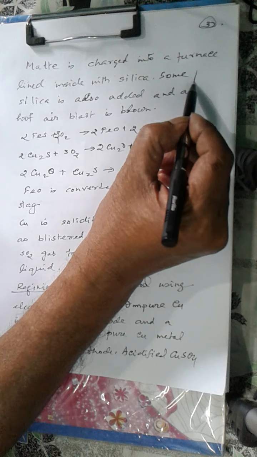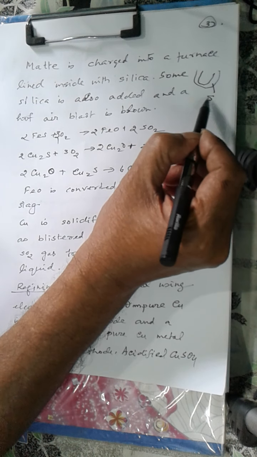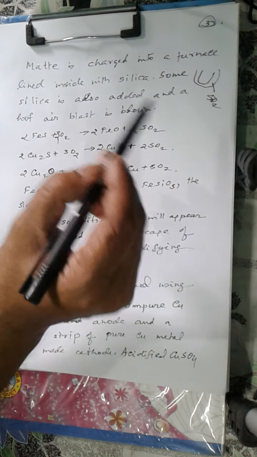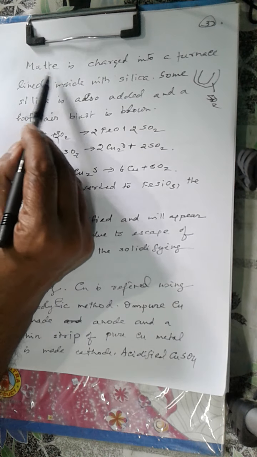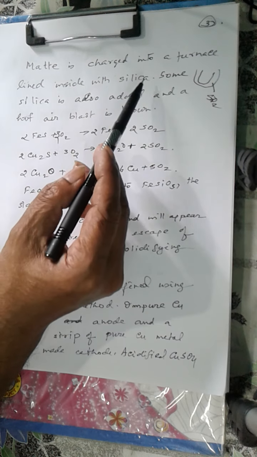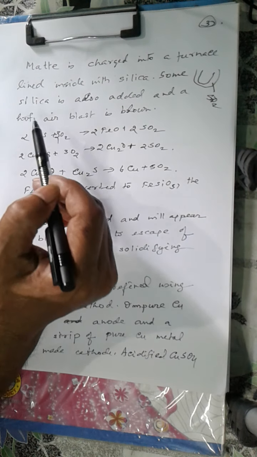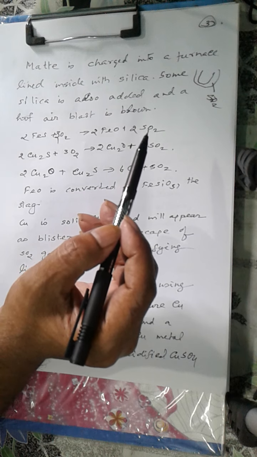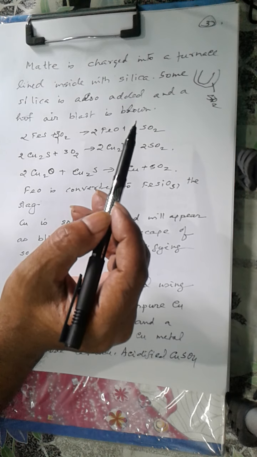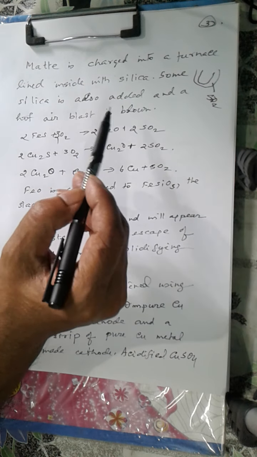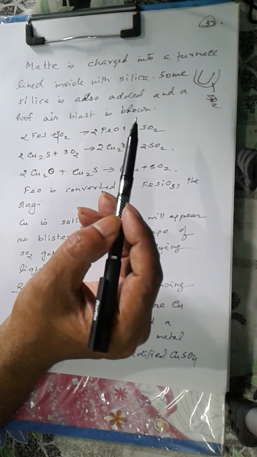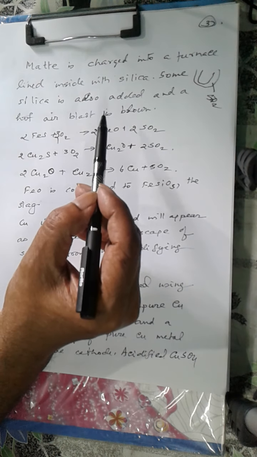So the furnace will be lined inside with silica, that is SiO2, and a little silica is also added along with the matte, and a hot air blast is blown. So we have matte which contains copper sulfide and ferrous sulfide, and the furnace is lined with silicon dioxide, which acts as the flux, and some silica is also added, and a hot air blast.